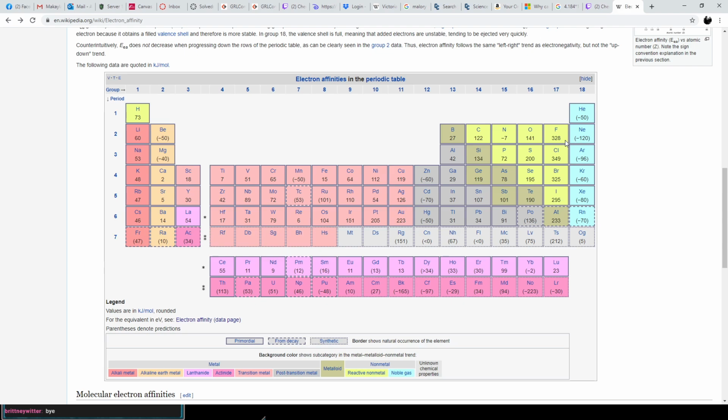But let's take a look at some of the trends here. So first of all, we notice that the noble gases, all on the other side.